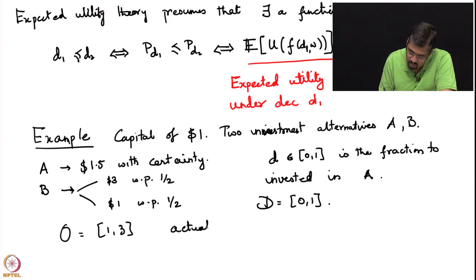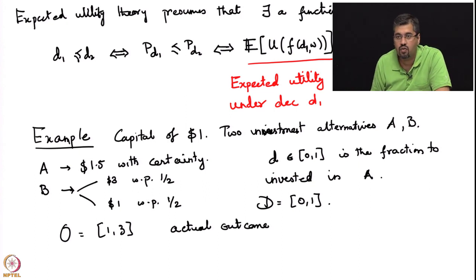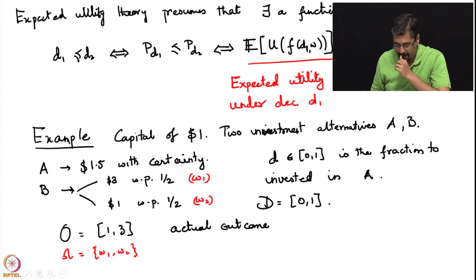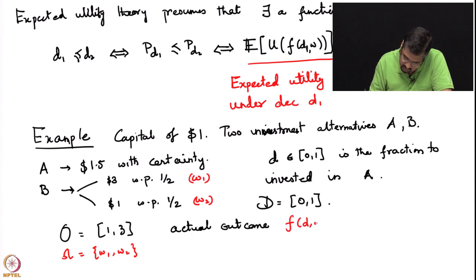The actual outcome is a function of what actually comes out of the investment in B, whether this state of the world gets realized or that state of the world gets realized. Let me denote this one by omega 1 and this one by omega 2. So the states of the world is capital Omega, which is these two possibilities, omega 1 and omega 2. So the actual outcome is going to be f of d comma omega.